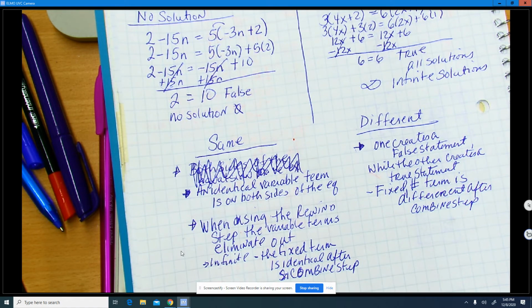And that is our notes today for special cases. You have another assignment assigned to you in Classroom to make sure you get that done as well.